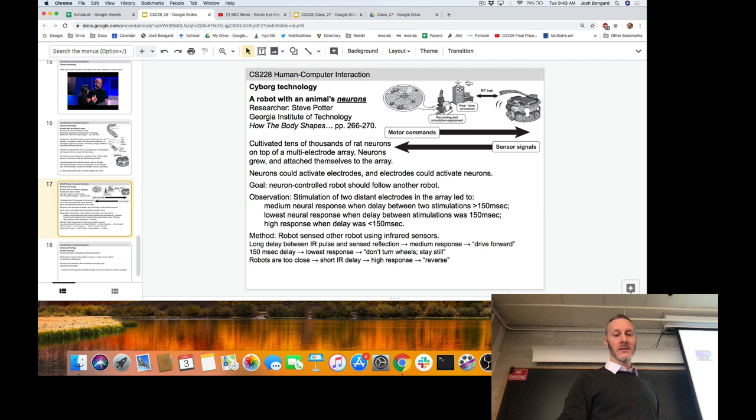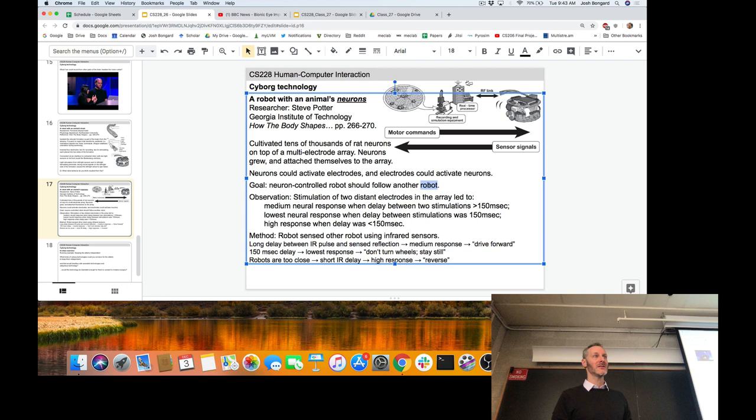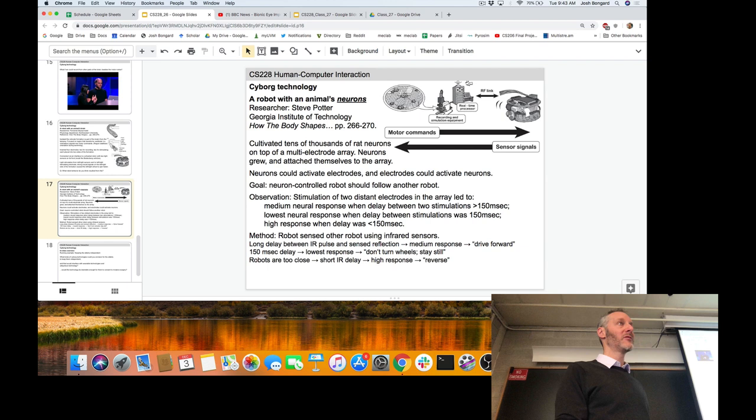And in this case, what the investigators found when they did this, in this neuron-controlled robot, is they asked the question, could we start with the desired behavior, which is that the neuron-controlled robot is going to follow another robot. The second robot is going to be remote controlled by the investigators. Can we use or somehow train the brain of the neuron-controlled robot to exhibit this desired behavior?